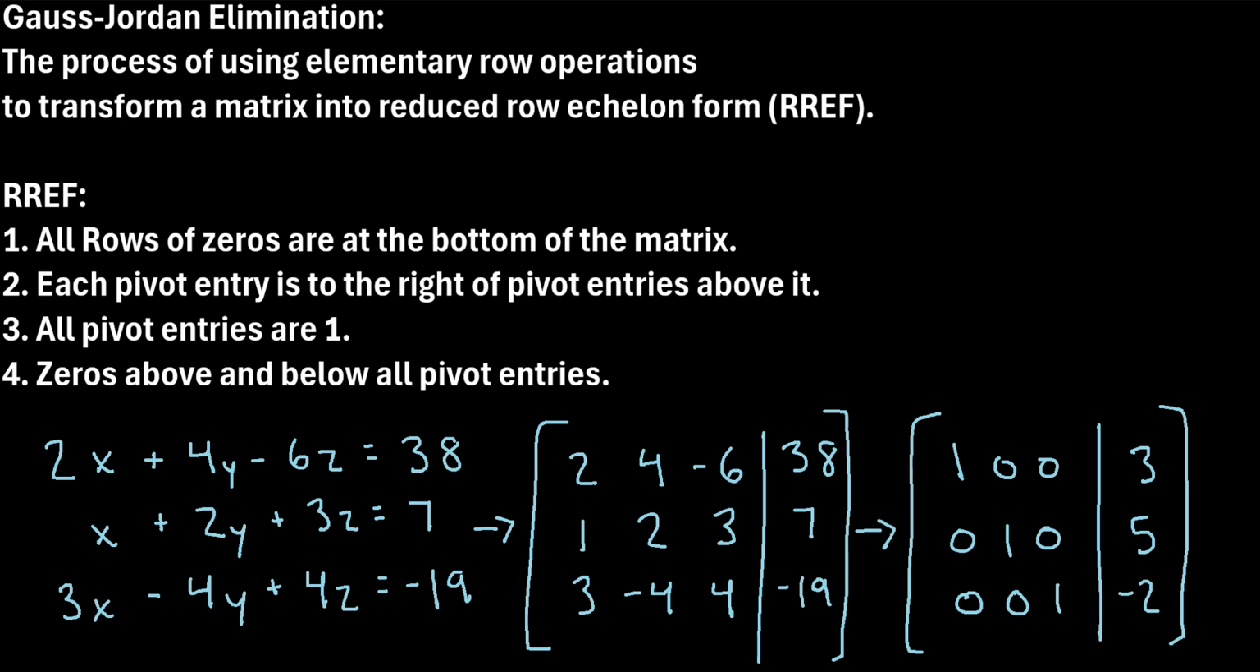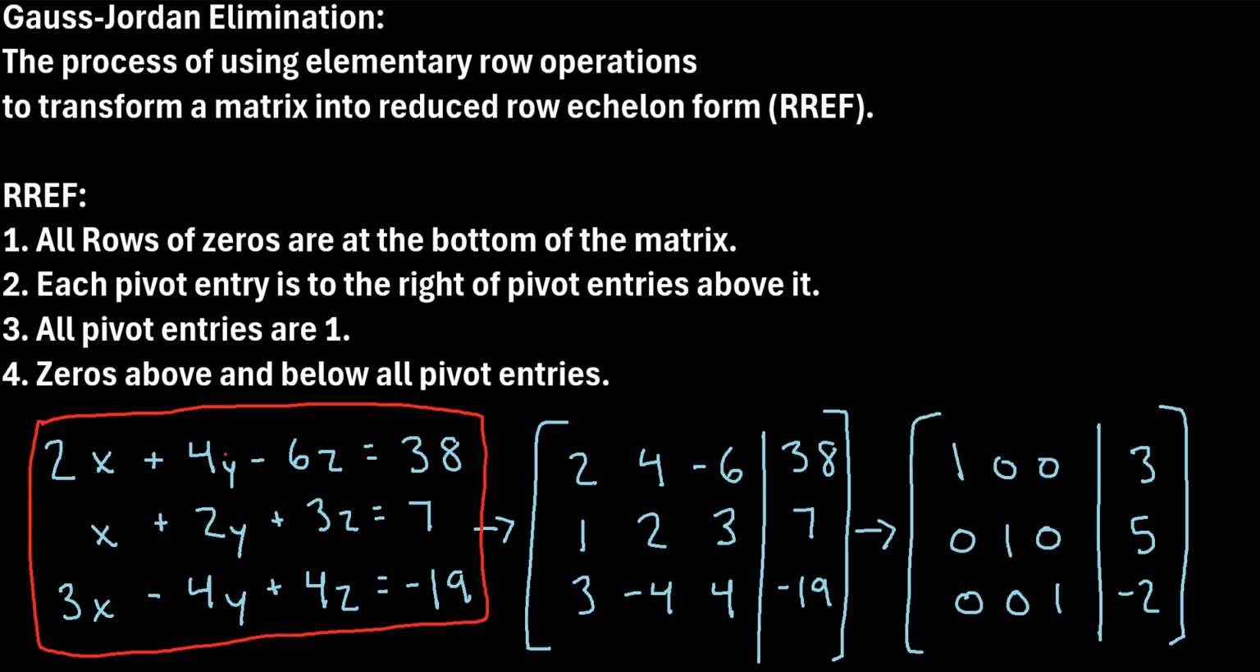In this video, we will talk about how to use Gauss-Jordan elimination. So here's the idea. If we have a system of equations, such as this system of equations right here, and we want to solve for x, y, and z, one way to do that is to place all of the values from the system of equations into an augmented matrix, and then use Gauss-Jordan elimination to convert this matrix into its reduced row echelon form, or RREF.